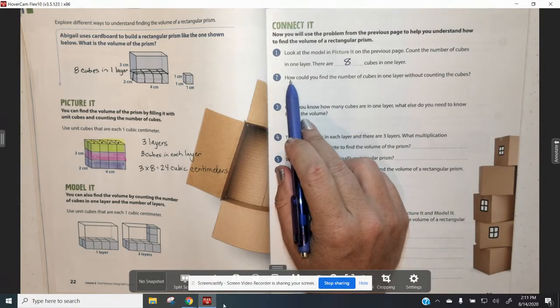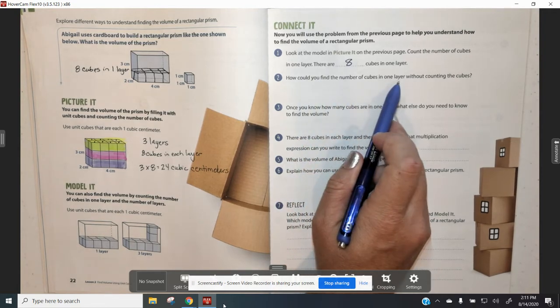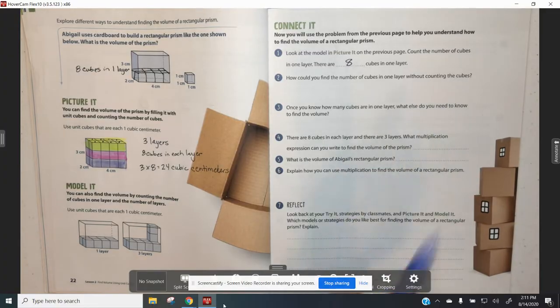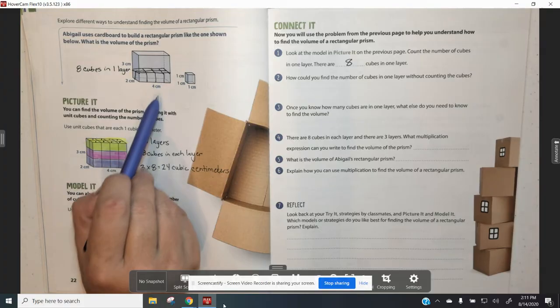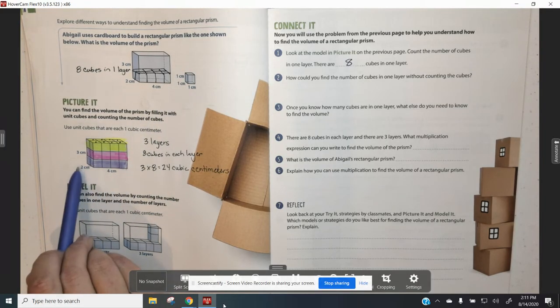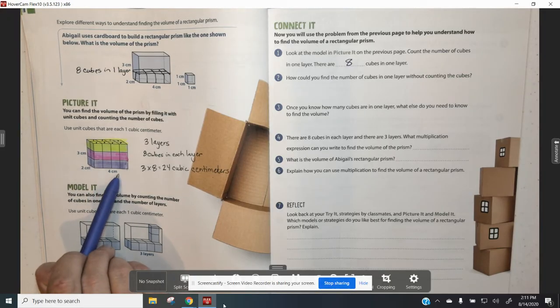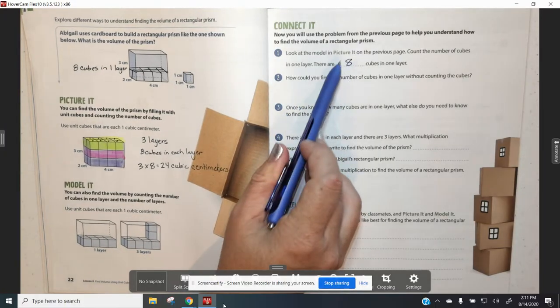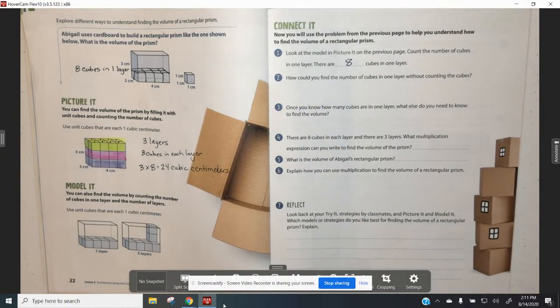Number 2 asks us, how could you find the number of cubes in one layer without counting the cubes? This is where it comes in handy to look at the base of this layer. And we see that it is 4 centimeters long and 2 centimeters wide. What do we know about that 4 and 2 and knowing that there are 8 in all? What operation could you use to find out how many cubes were in one layer without counting the cubes?